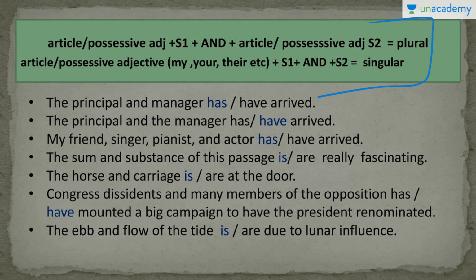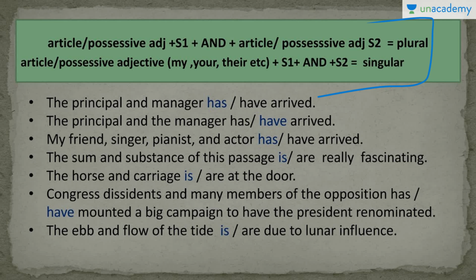This is the extended version. I'm just going to simplify it for you. It is about the case when there is an article or possessive case like my, your, her, his, etc., before the subject joined by and. So if you find only one article or possessive case at the beginning of the sentence, you should understand that there is only one person or thing that is being talked about. Hence it gives a singular sense and it has to be followed by a singular verb.